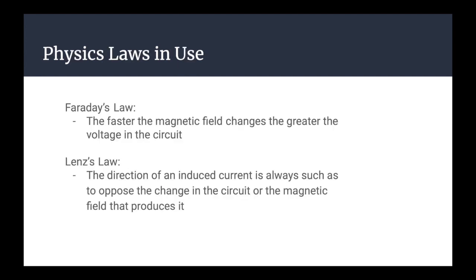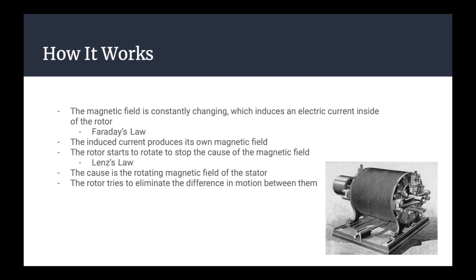There are two electromagnetic physics laws that we need to understand in order to comprehend how the AC motor works. So the first is Faraday's law, which states that the faster the magnetic field changes, the greater the voltage in the circuit. And second, Lenz's law. The direction of an induced current is always such as to oppose the change in the circuit or the magnetic field that produces it.